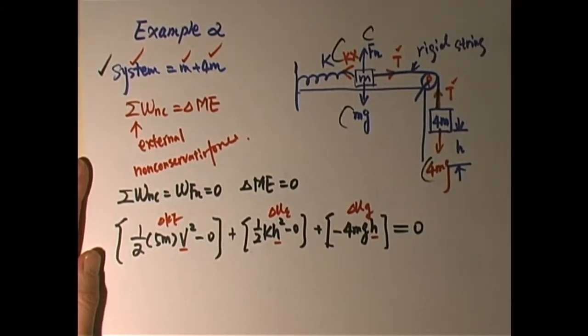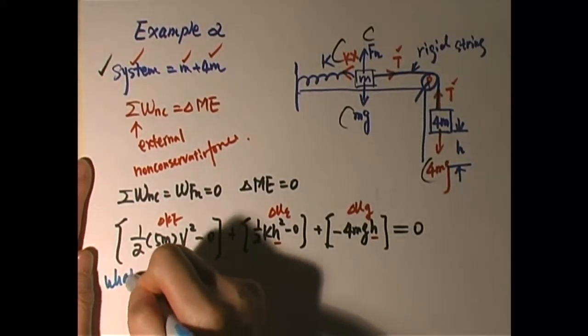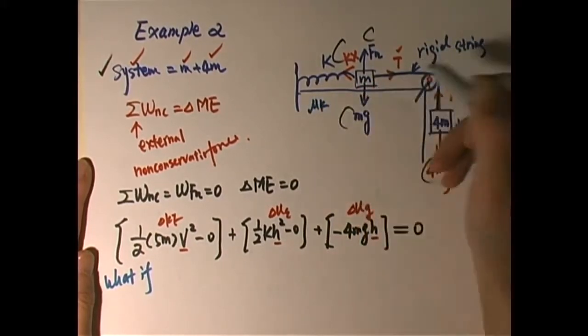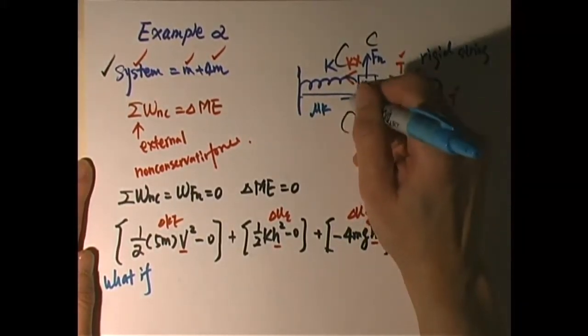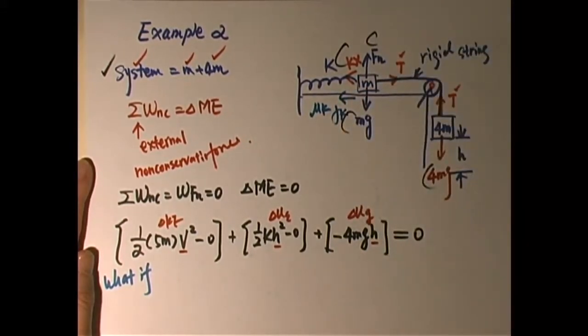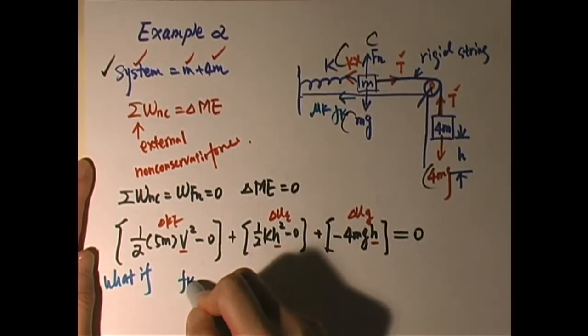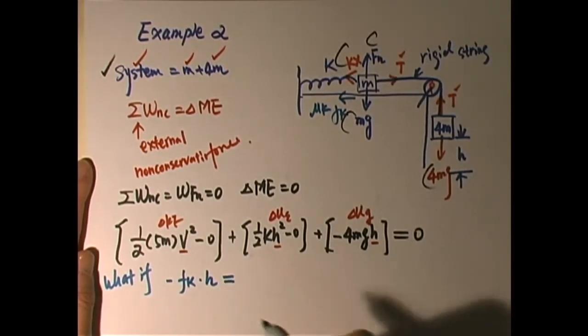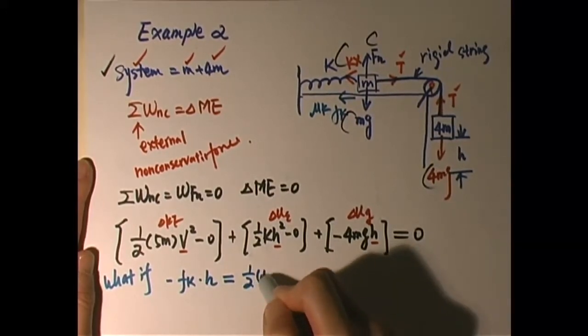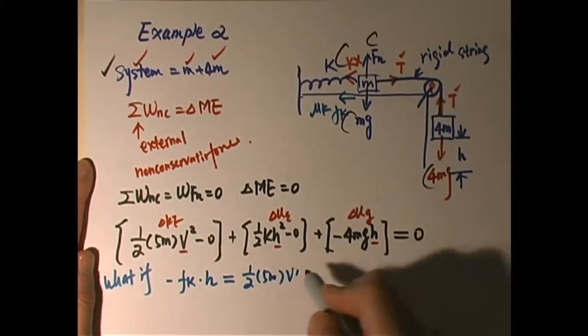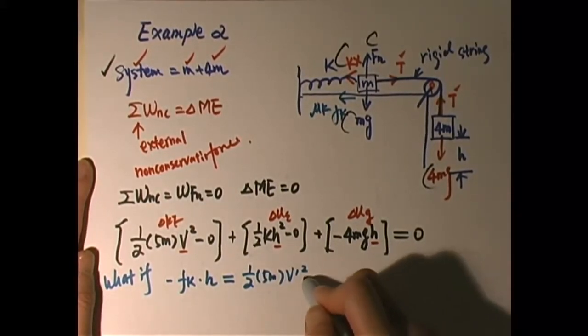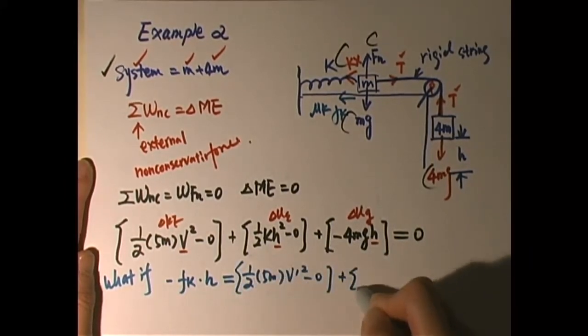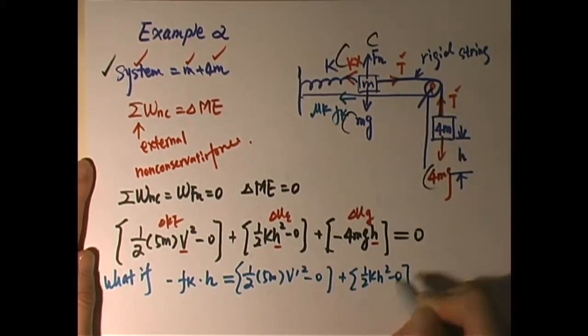Now, let's add a what if. What if there is a mu k between the block M and the table? Then we need to add one more force, that Fk. So in that case, we have Fk as a non-conservative force that does negative work because the block moved to the right by h, and Fk is to the left. That equals our change of, that is 1/2 of 5m of v, this time I use v prime squared, and that's the change of kinetic, and elastic potential 1/2 k h squared minus 0, that's the change, and gravitational negative 4mg of h.